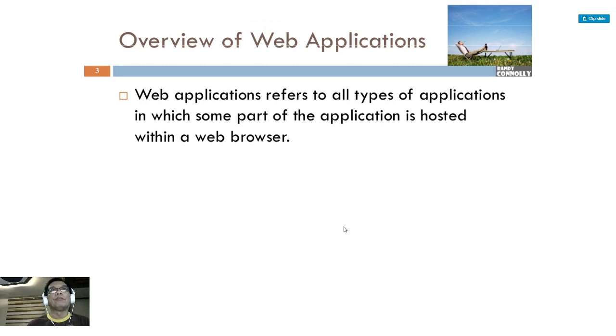So web applications refers to all types of applications in which some part of the application is hosted within a web browser. So in other words, to launch this application, we need a web browser. What are examples of web browsers? These are Google Chrome, Firefox, Microsoft Edge, Brave, Opera. These are examples of web browsers. So the applications that are hosted by the web browsers, like Facebook, YouTube, Lazada, Shopee, are examples of web applications.